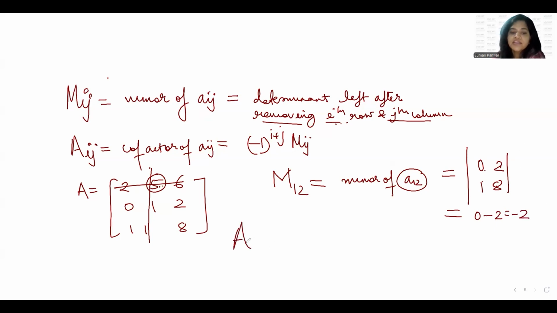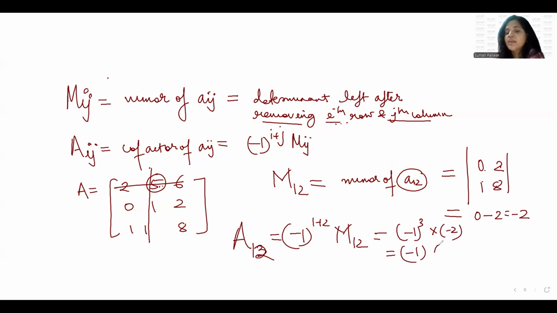And what if somebody asks you A12? A12 is minus 1 power 1 plus 2 M12. So this is minus 1 power 3. M12 is minus 2, which is minus 1 into minus 2, which is 2. So this is called cofactor of A12, the element A12.